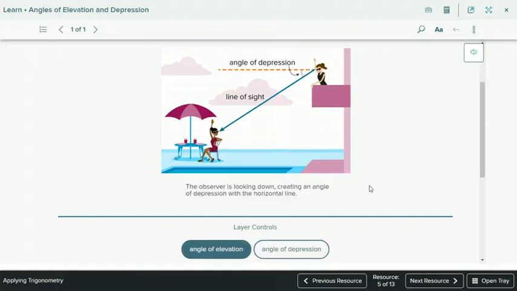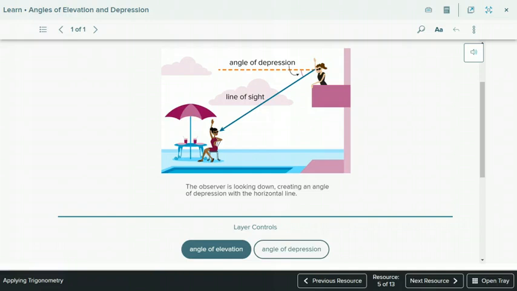And then angle of depression. So in this case, it's going to be the woman up on the balcony looking down at the woman underneath the umbrella. So the horizontal line, again, is going to be that orange dotted line. So what would typically be right out in front of you. Angle of depression, it's going to be the line of sight looking directly down at the object or whatever it is the observer is looking at.